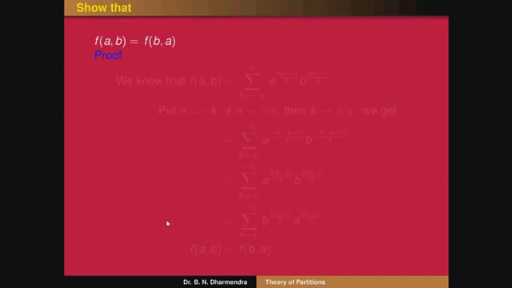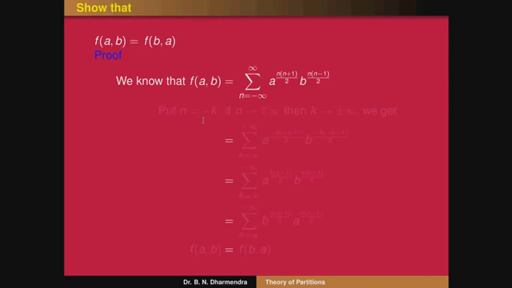So what is the theta function definition in terms of infinite series? We know that f(a, b) is equal to the summation running from minus infinity to plus infinity of a to the power of n(n+1)/2 into b to the power of n(n-1)/2. And in the terms, put n equal to minus k.